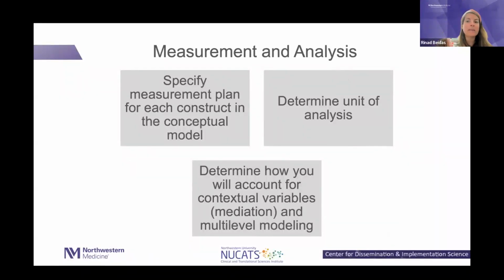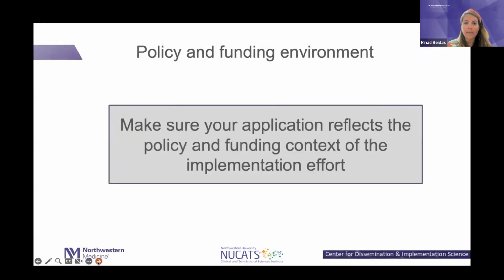And you want to be really explicit about your unit of analysis. Because you might be looking at a clinician level or a patient level or an organizational level variable. And then often when we're looking at mediation and a more mechanistic understanding of our strategies, we're going to be doing multi-level modeling, and it gets really complicated. And so you want to make sure that you've really captured the complexities associated with the measurement mixed methods approach that you might be taking.